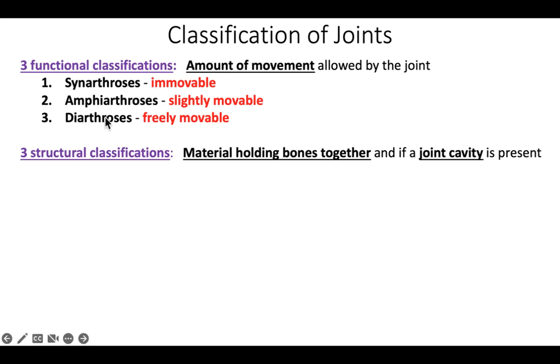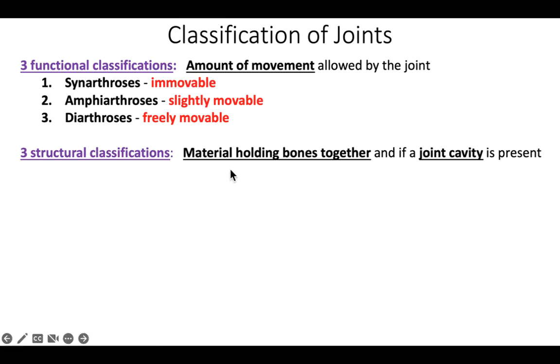Then if you kind of jump down to the last one, you could be freely movable. So these are the joints that have the largest amount of movement. Those are called diarthroses, or a diarthrotic joint. And then if you're not immovable, yet you're not considered freely movable, you're somewhere in the middle. So the slightly movable joints are called amphiarthroses. All right. So that's based on how much movement.